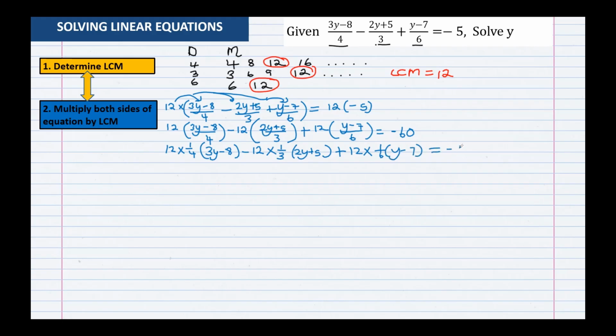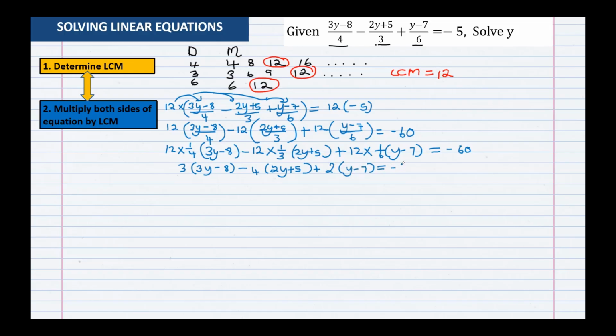So now we're going to multiply this. We know 12 multiplied by 1/4 just gives me 3. So this is 3 multiplied by (3y − 8). Minus 12 multiplied by 1/3 is just 4, times (2y + 5). Plus 12 multiplied by 1/6 is 2, multiplied by (y − 7), and that equals −60, right? So now we move on to step 3.